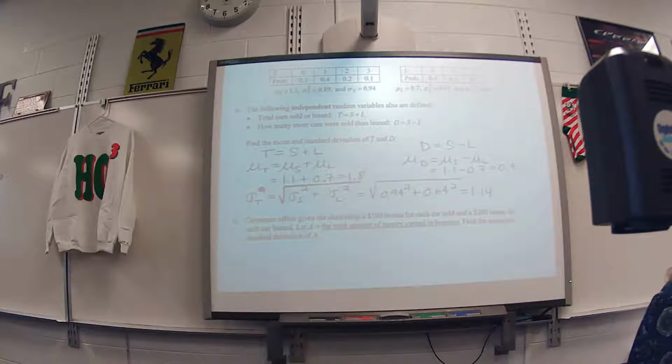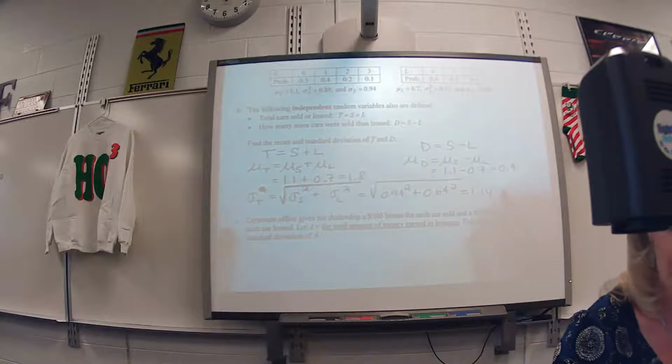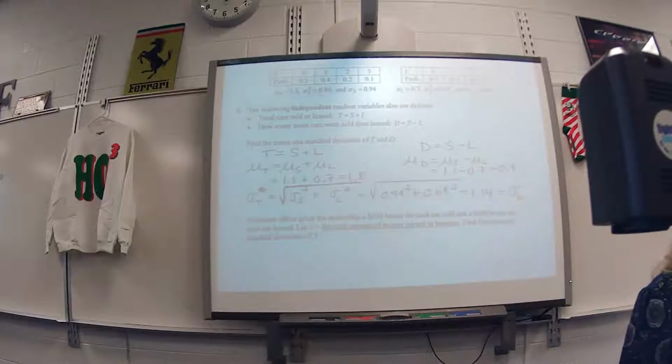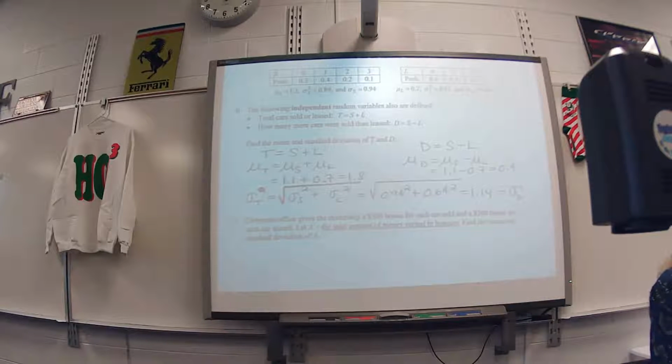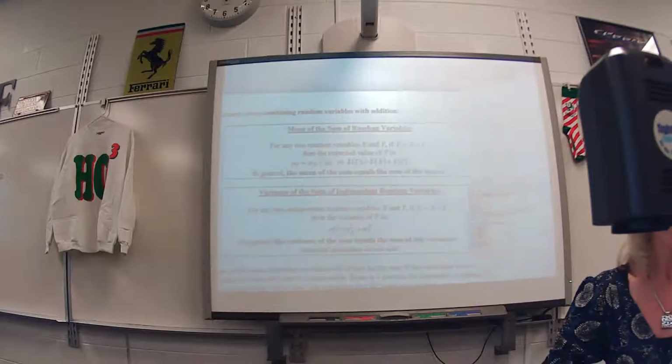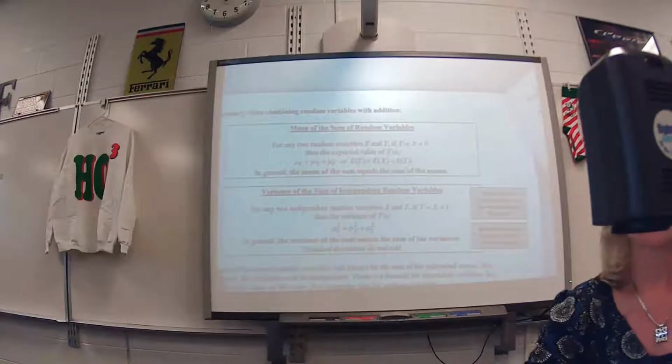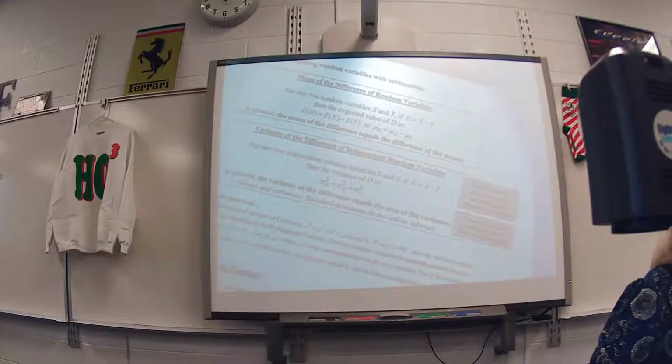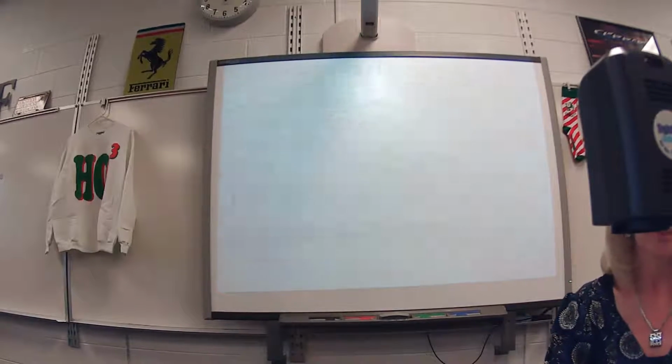And for the standard deviation for D, you might say, Mrs. Ferry, we ran out of room. You know what the standard deviation is going to be? It's going to be the exact same thing. I don't care if you are combining random variables through addition or subtraction. The standard deviation will work the same way. It should always be set up like the Pythagorean theorem. And that's what I had in this box right here in the notes, and in this box right here in the notes. Those formulas are not on your formula page. You need to know them.